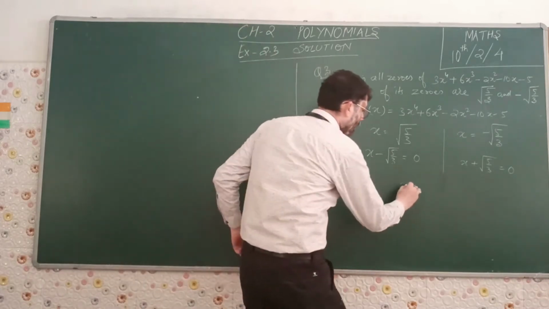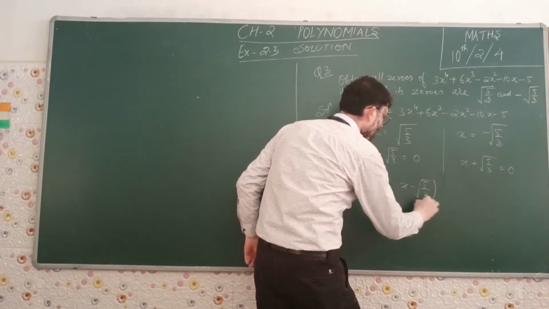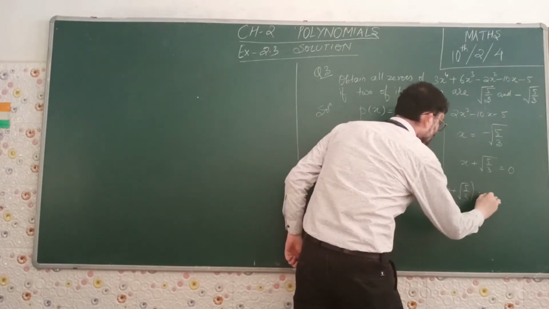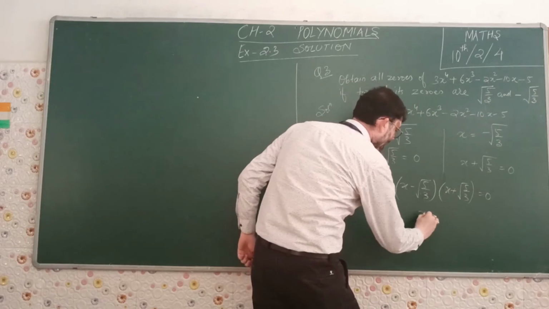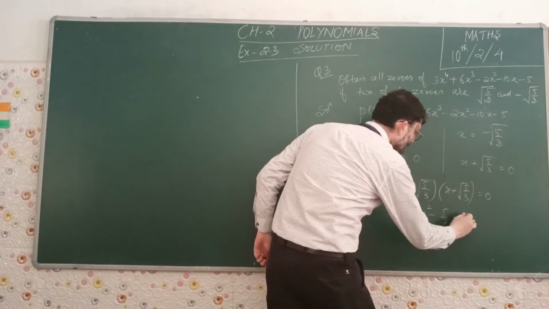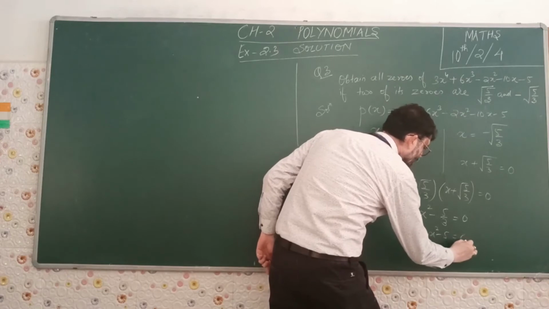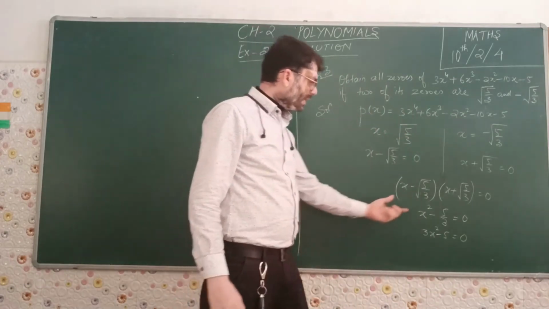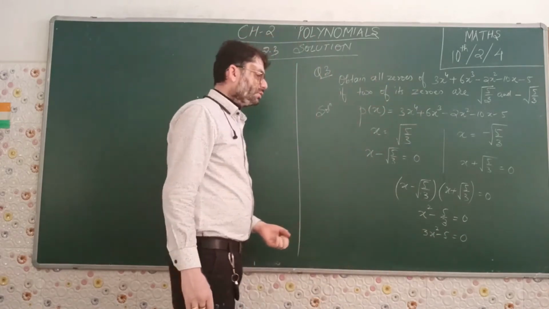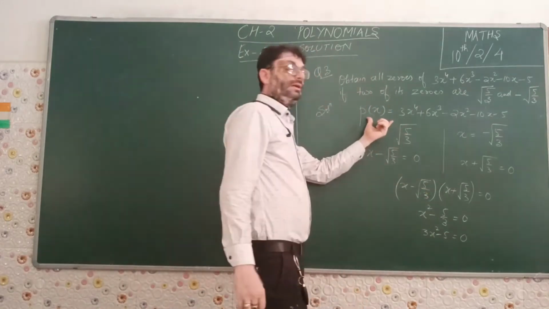That is, we can say (x - √(5/3))(x + √(5/3)) = 0. On multiplying, we can write it as x² - 5/3 = 0. If you solve it, we can write 3x² - 5 = 0. If you take the LCM, the denominator will be 3, and on changing the side it becomes 0. So we can say 3x² - 5 is also a factor of p(x).